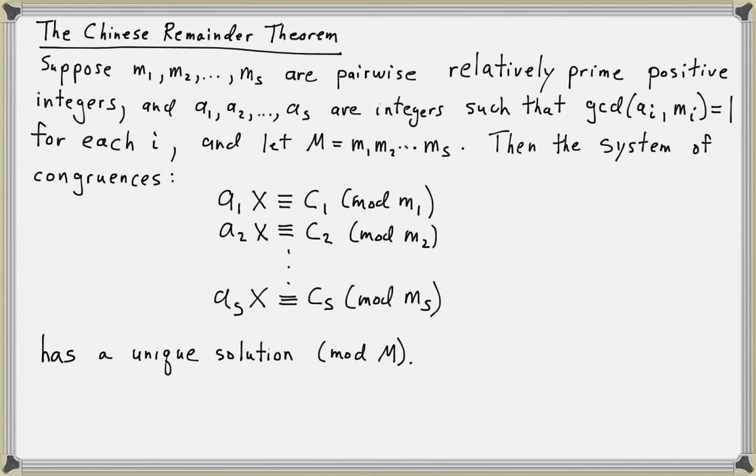So we know that in order for each individual congruence to have a unique solution, we require each ai to be relatively prime to mi. So we're assuming that that's the case. So each one of the individual congruences has a unique solution. So we can combine them and we'll end up getting a unique solution mod capital M, the product of all the moduli. Now let's give the proof of the Chinese remainder theorem.